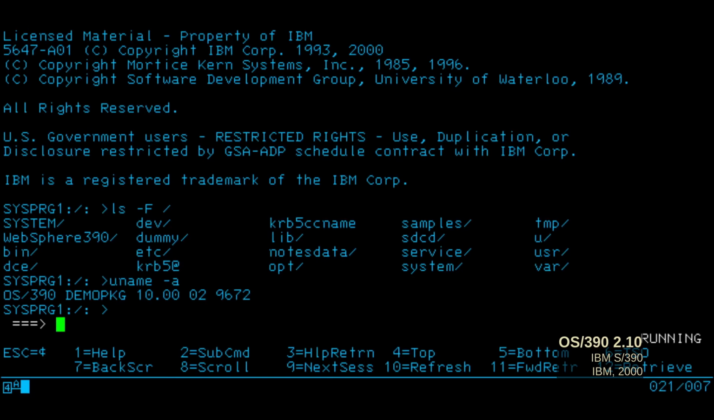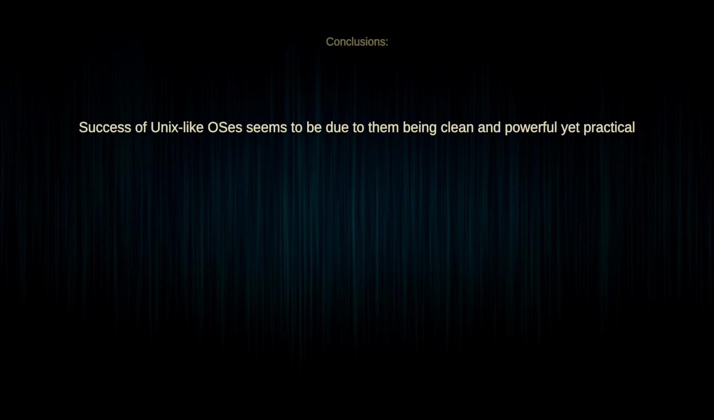To conclude, I think the success of the Unix-like family is in part due to the Unix architecture being relatively clean and quite powerful, while also being quite practical and applicable to a broad range of use cases, with source availability and portability to a wide range of hardware also being significant factors.